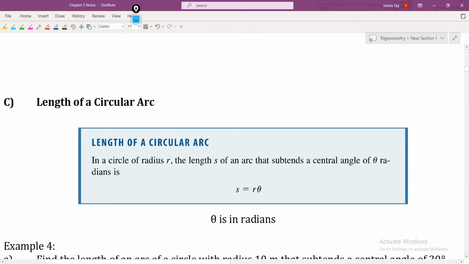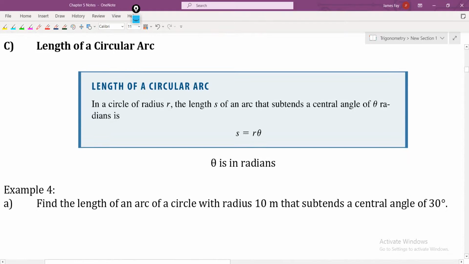You've done this a little bit in geometry. This is finding the length of a circular arc. Now this has to be done in radians. It says in a circle of radius r, the length s of an arc that subtends a central angle of theta radians is s equals r theta. Okay, so let's just talk about the word subtends for a minute.